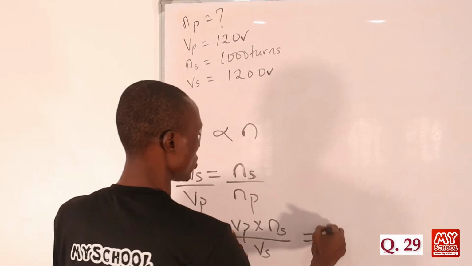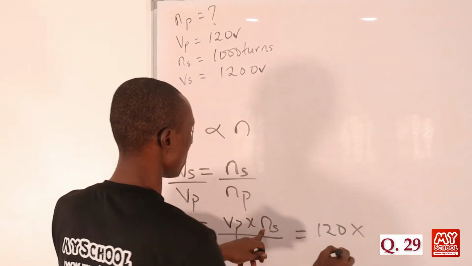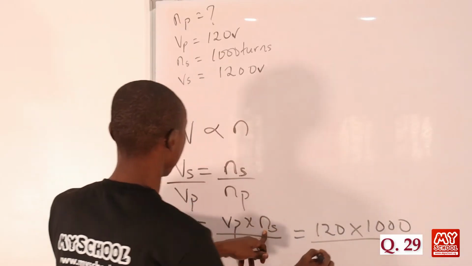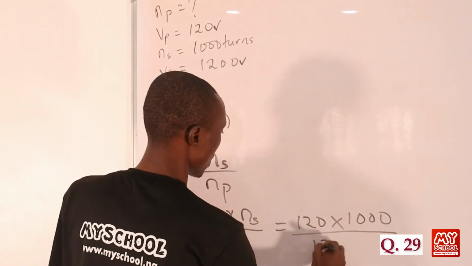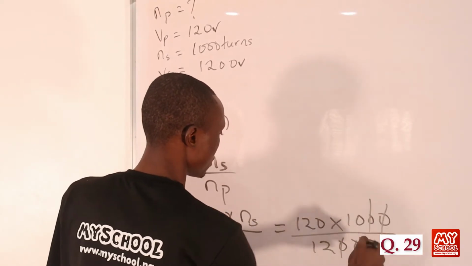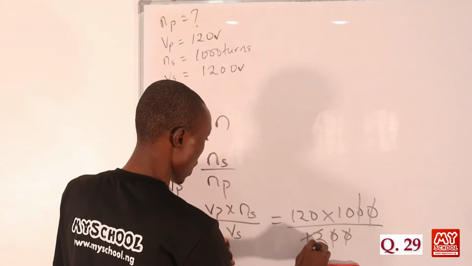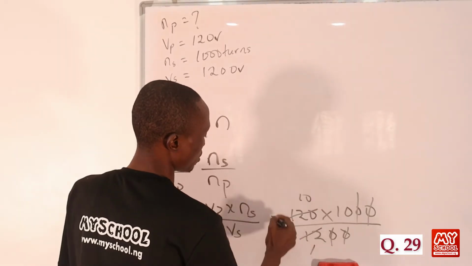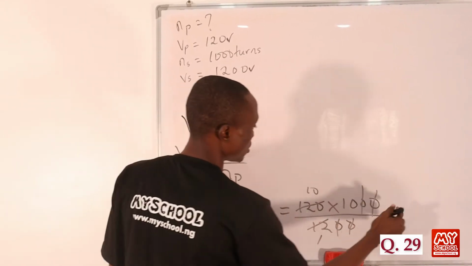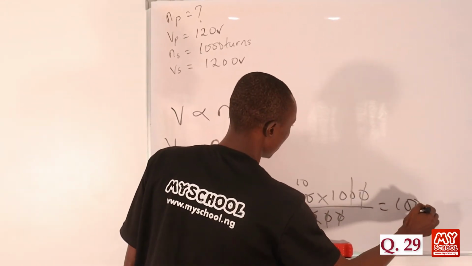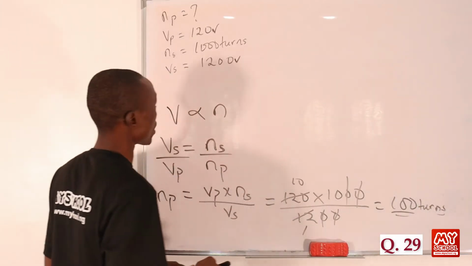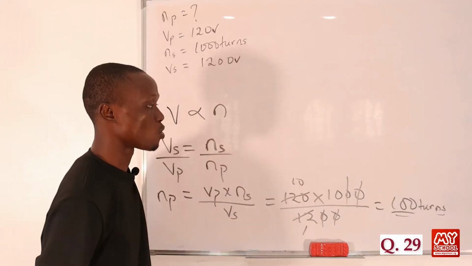So our Vp is 120, times our Ns is 1000, divided by our Vs, which is 1200, right? So we take out zeros. 12 here is 1, while 12 here is 10. So at the end of the day, we are now left with 10 times 10, and 10 times 10 is equal to 100, okay? So that means the number of turns of the primary coil is equal to 100 turns.